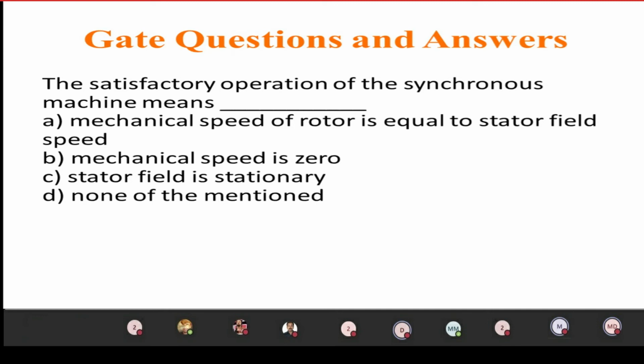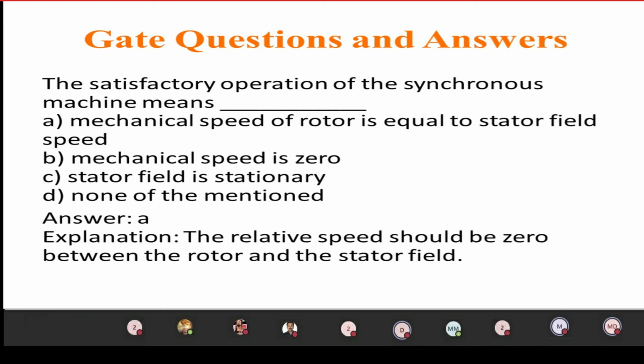Here the stator field speed is the rotating magnetic field. If the mechanical speed is 0, it means there is no work done, so leave it. Stator field is stationary. None of the mentioned. So for satisfactory operation, the mechanical speed of the rotor is equal to the stator field speed. That may be a good answer. Very good. Relative speed should be 0 between the rotor and the stator field.